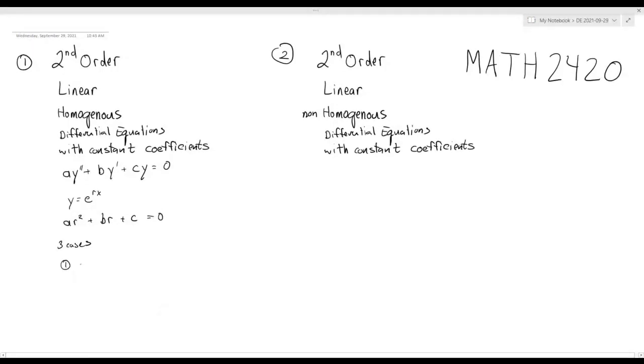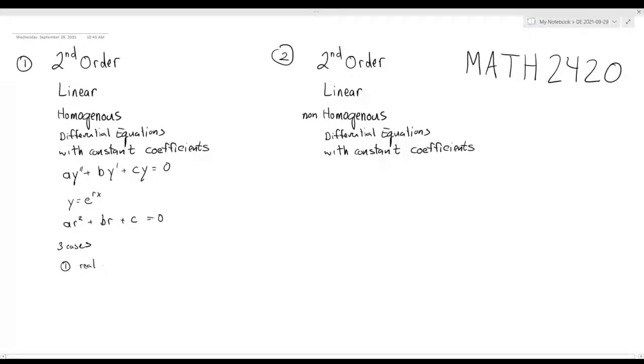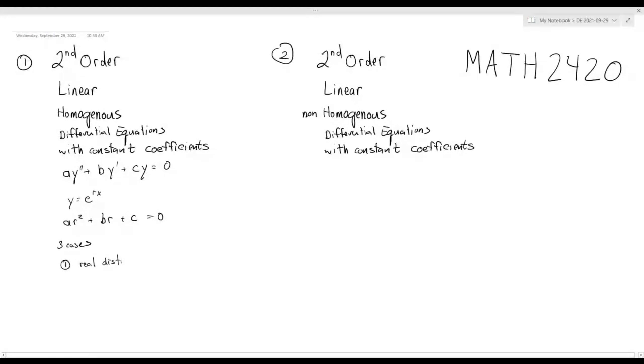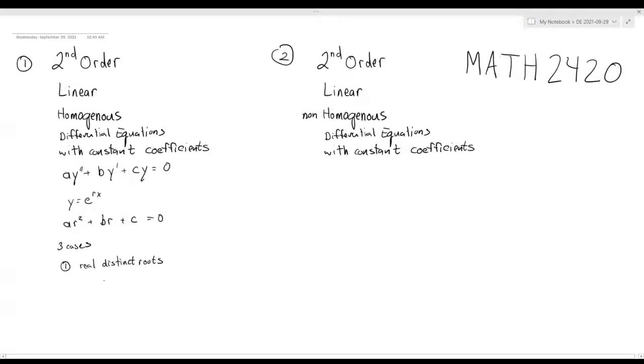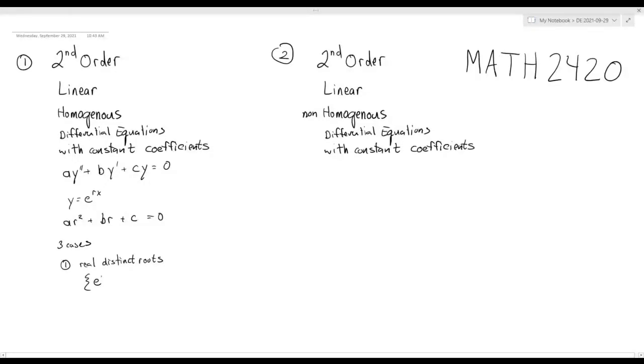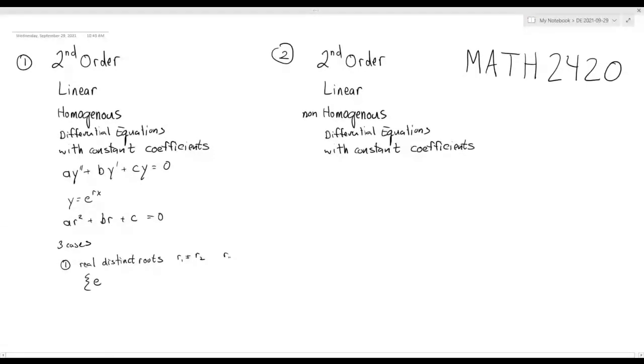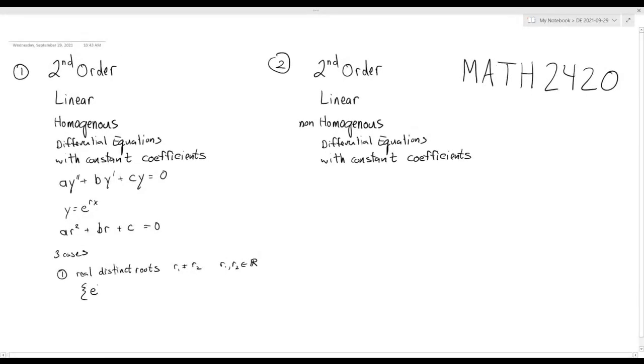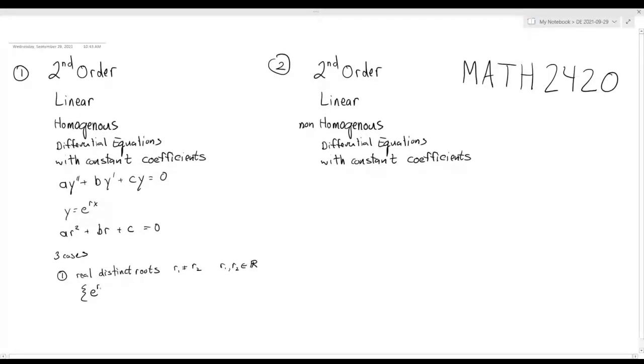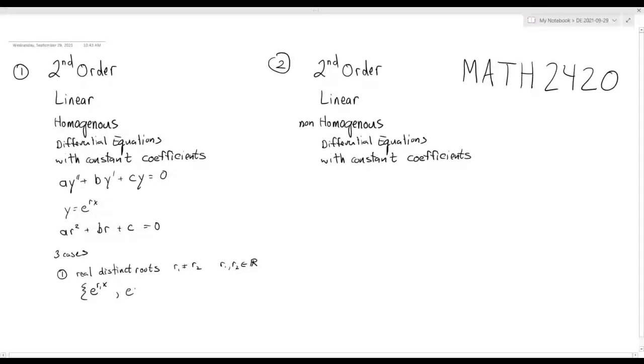Case number 1, we could have real distinct roots, in which case the fundamental solution set looks like e to the, so suppose r1 and r2 are not equal, and they are real numbers, so real roots distinct. And this is a good fundamental solution set in that case.